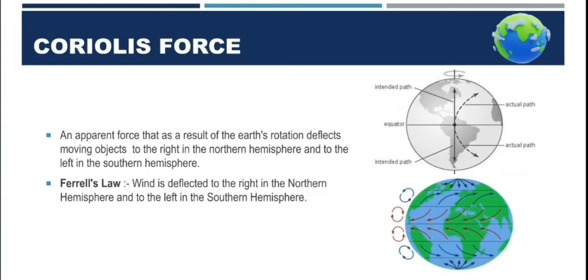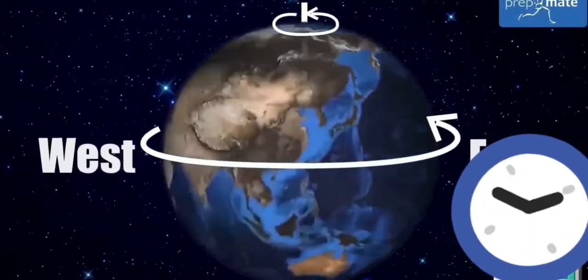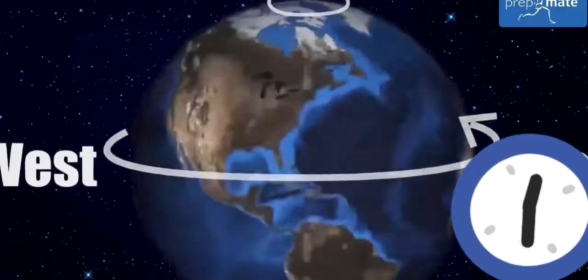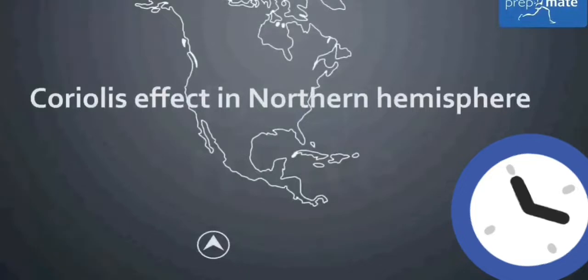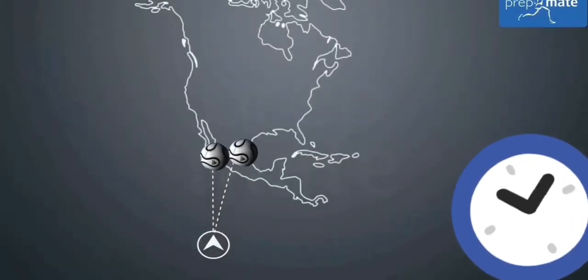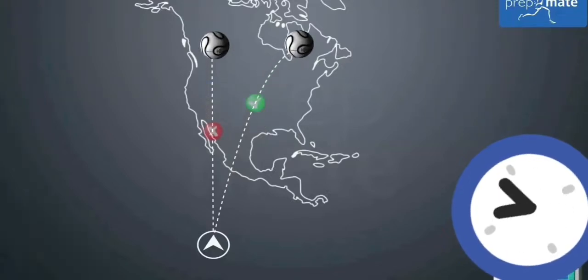Coriolis force is a universal force which controls the direction of a moving object over the Earth's surface. As the Earth rotates from west to east, the surrounding moving body deflects from its original path. That is, in the northern hemisphere, the deflection is towards the right, and in the southern hemisphere, towards the left. This particular movement is explained in terms of wind in Ferrel's law.